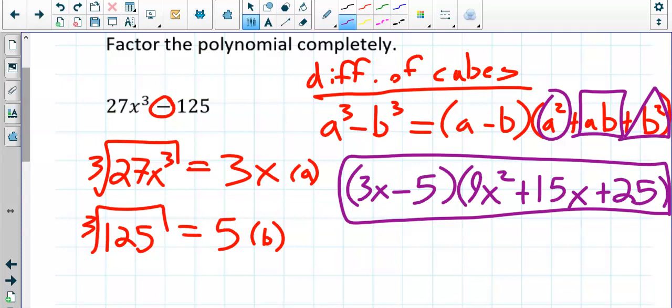All right, so here it says square the a. So we've got to square this 3x. So what's 3x times 3x? 9x squared. The 15x comes from taking the a and the b and multiplying them. So if I take 3x and times it by 5, I get 15x. And then the 25 comes from squaring the 5. 5 times 5 is 25, following my formula. Okay?